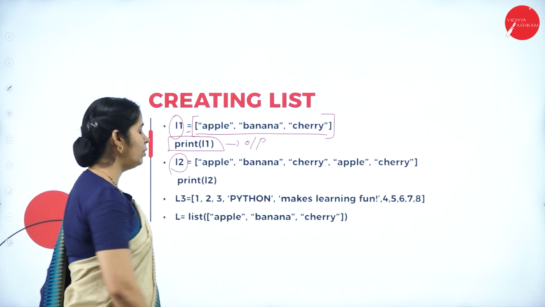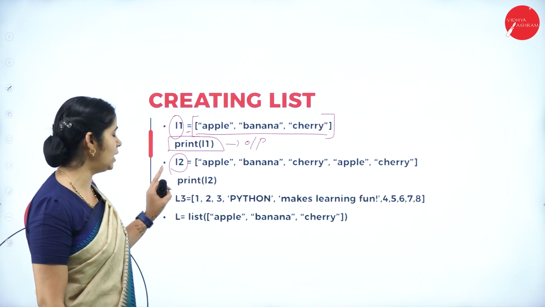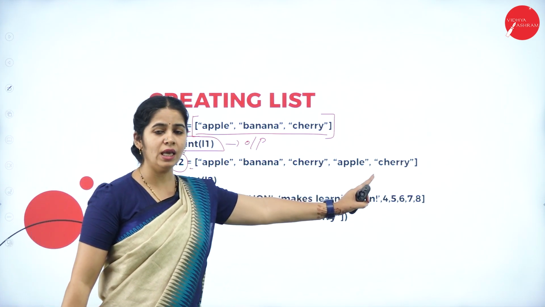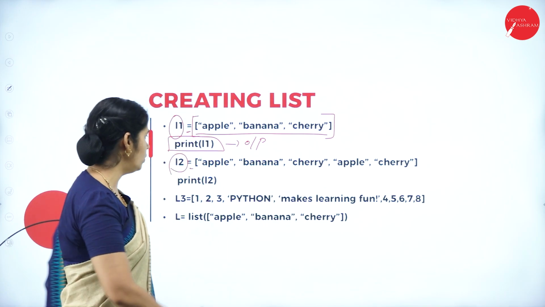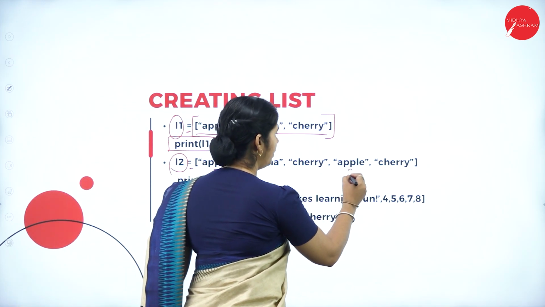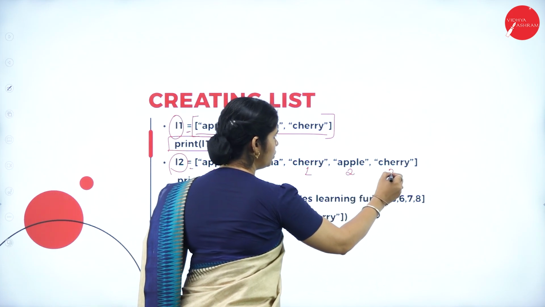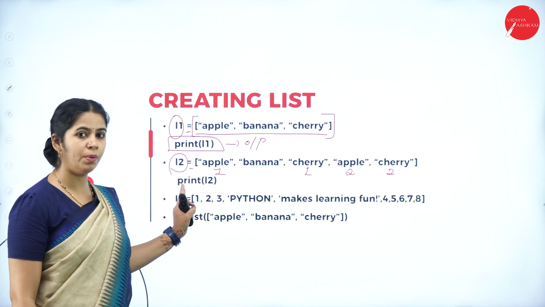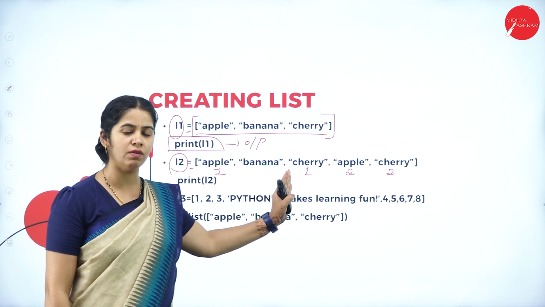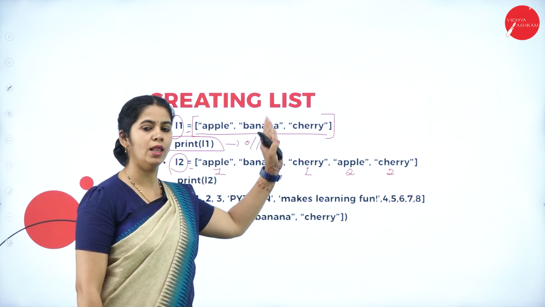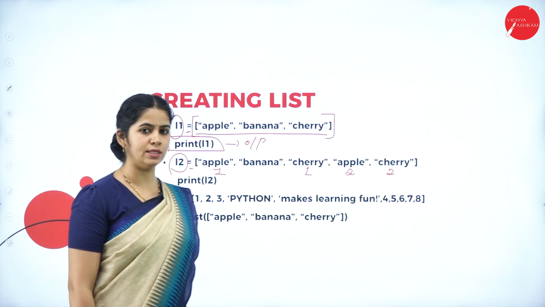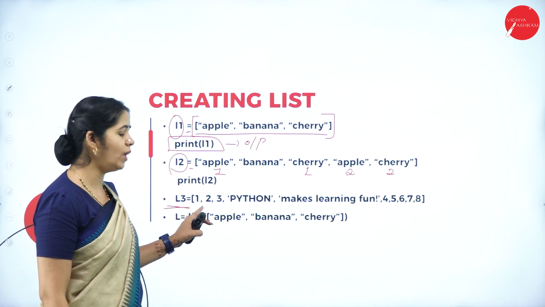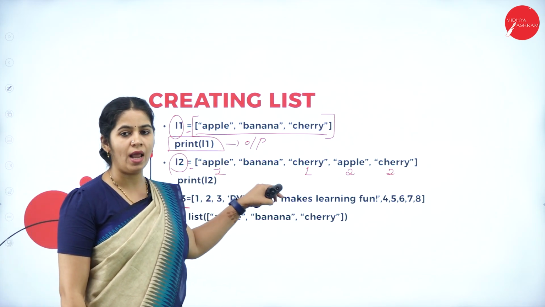You can see an example of one more, list 2. What is the name of the list? List 2. We are assigning using the assignment operator. Here we have allowed multiple values. Here you can see apple one time, apple two times, cherry one time and cherry two times. Multiple values of apple and cherry will be allowed. It will print in the same order as we have given the input: apple, banana, cherry and then apple, cherry. That will be printed as output. Here I have one more list, list 3, L3. Here we have a combination of digits as well as strings.